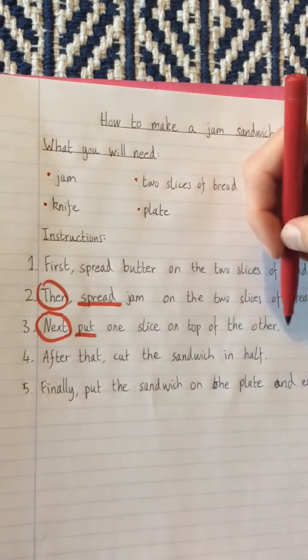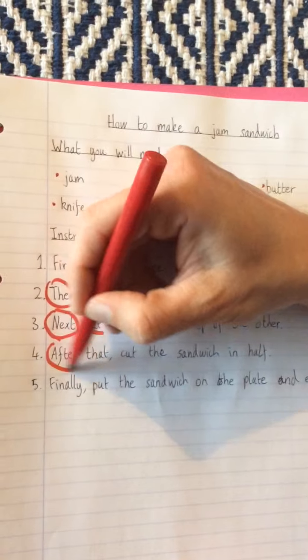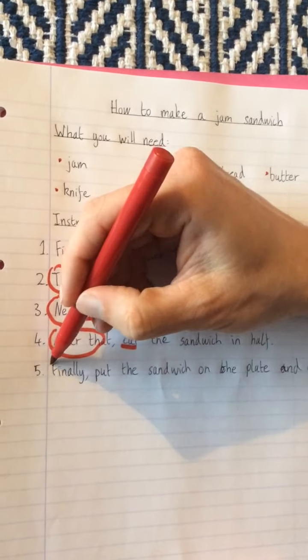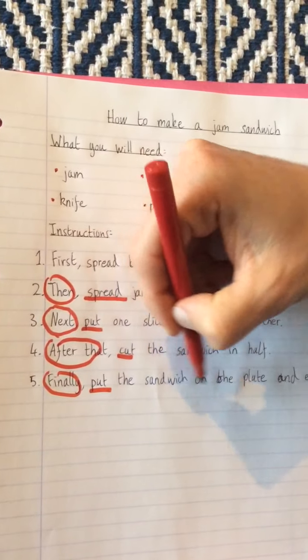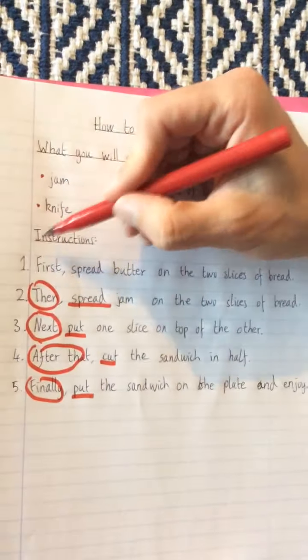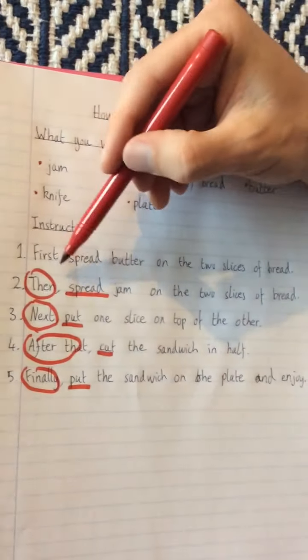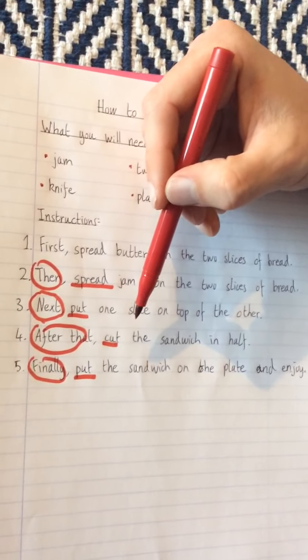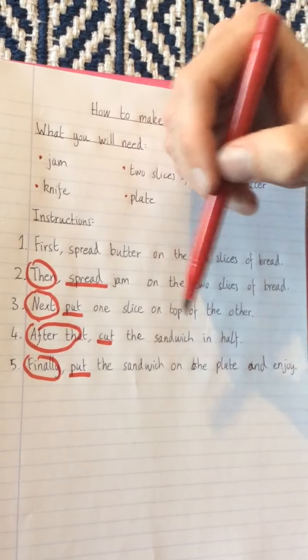Put 1 slice on top of the other. After that, cut the sandwich in half. Finally, put the sandwich on the plate and enjoy. Okay, so these are all there for the reader. And again, you will notice that I leave gaps of a line after each instruction, just to make it really, really super clear for the reader.